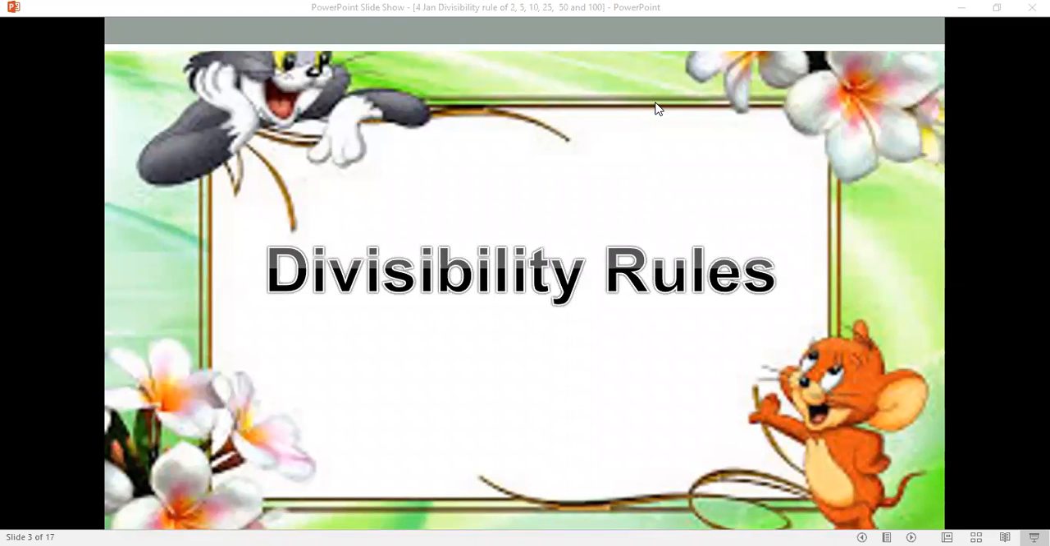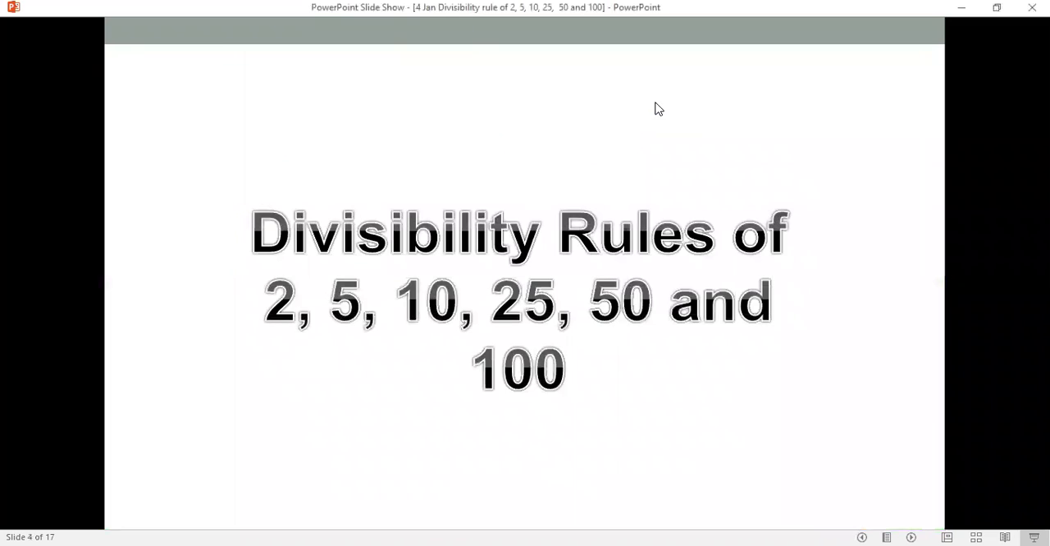Good morning, year 6. Okay, our lesson for today is all about divisibility rules. We'll start with the divisibility rules of 2, 5, 10, 25, 50, and 100. What number is divisible by all these numbers?